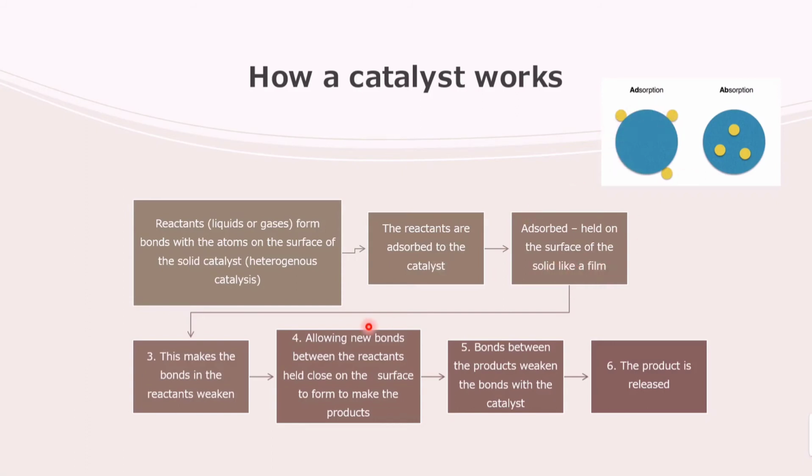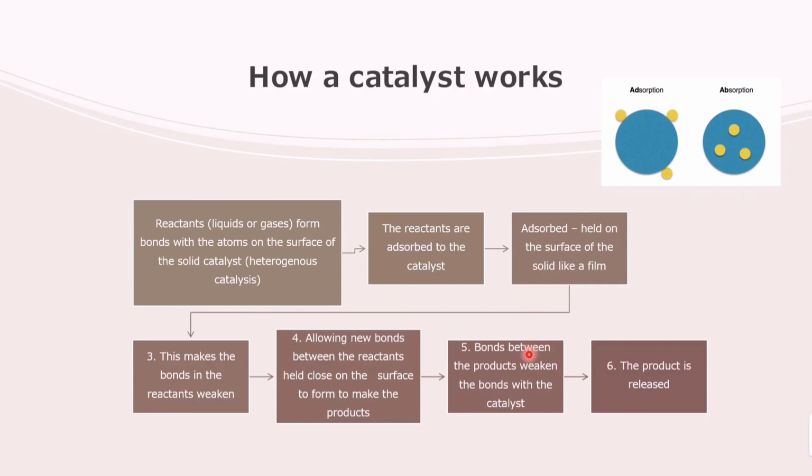And this adsorption causes the bonds in our reactant molecules to weaken. And once we've weakened the bonds in our reactants, this allows new bonds between the reactants held close on the surface to form, to make our products. So, for example, if these two molecules adsorbed to the catalyst are our two reactant molecules, then because their bonds are weakened, they will be more likely to form the product between them.